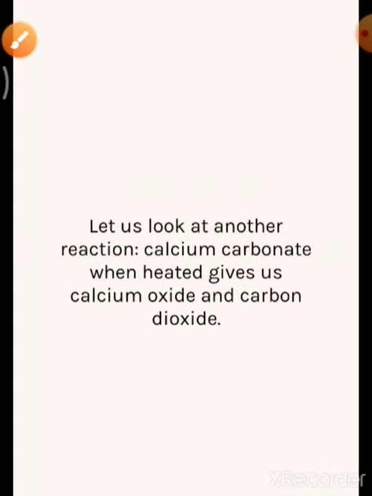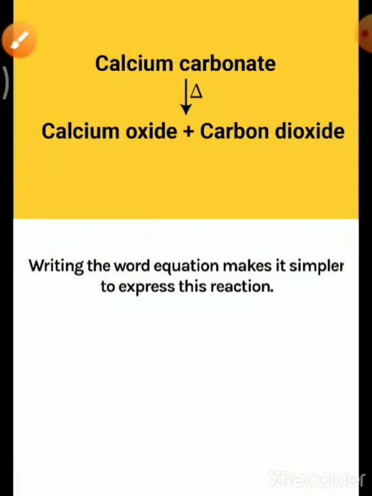Let us look at another reaction. Calcium carbonate, when heated, gives us calcium oxide and carbon dioxide. If you represent it in a sentence, it seems very long, but if you represent it in a word equation, it looks much shorter. So writing the word equation makes it simpler to express this reaction. Calcium carbonate is the reactant and the products are calcium oxide and carbon dioxide.